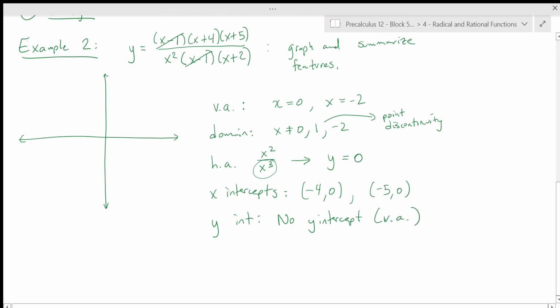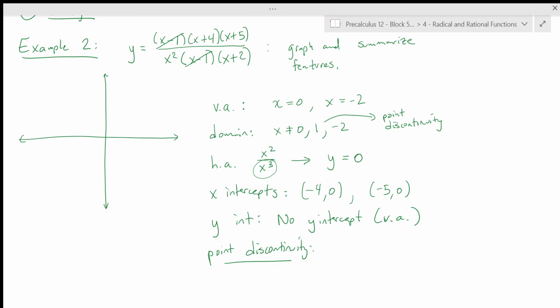Okay, so we have a point discontinuity, and that happens at x equals 1. So I'm going to plug it into what's left. I get (1 plus 4)(1 plus 5) over 1 squared times 3. So that is 5 times 6 is 30. So the point discontinuity is at (1, 10).